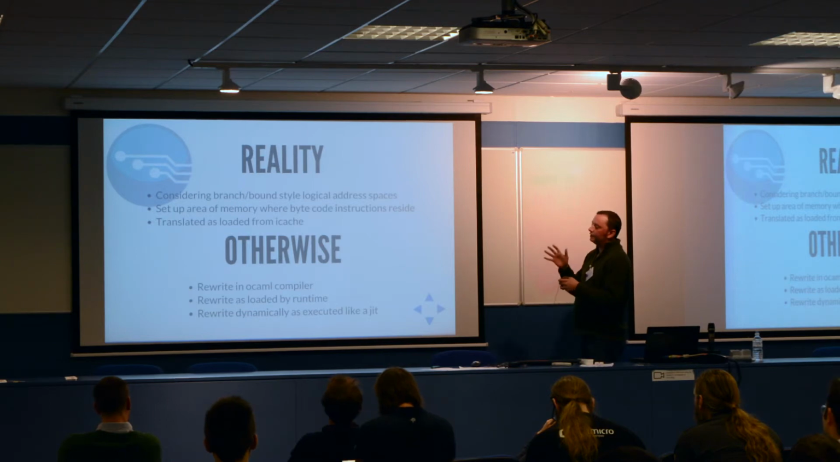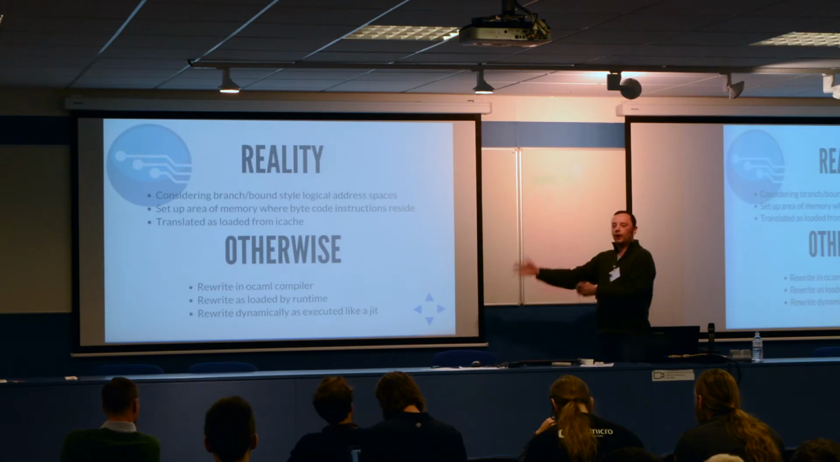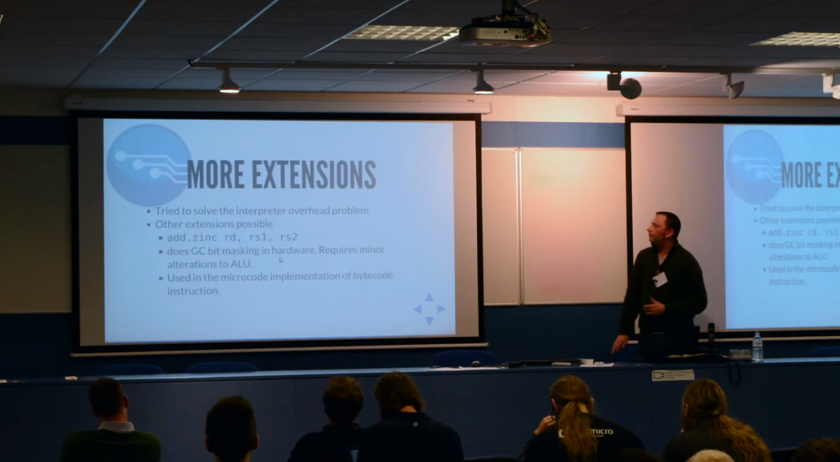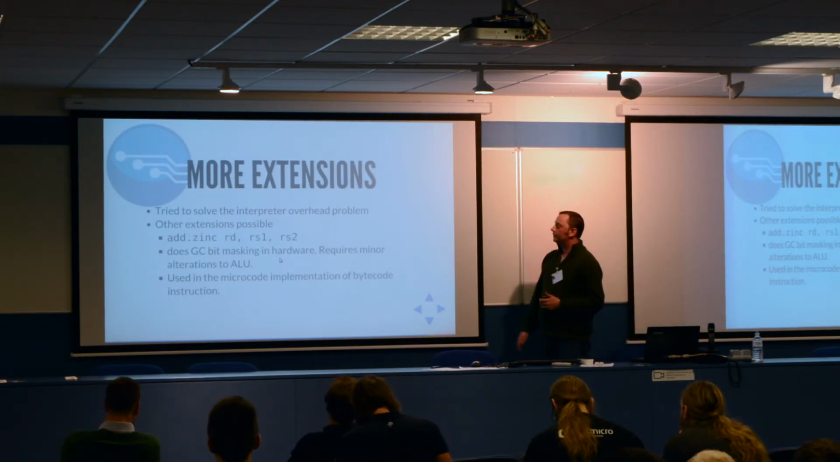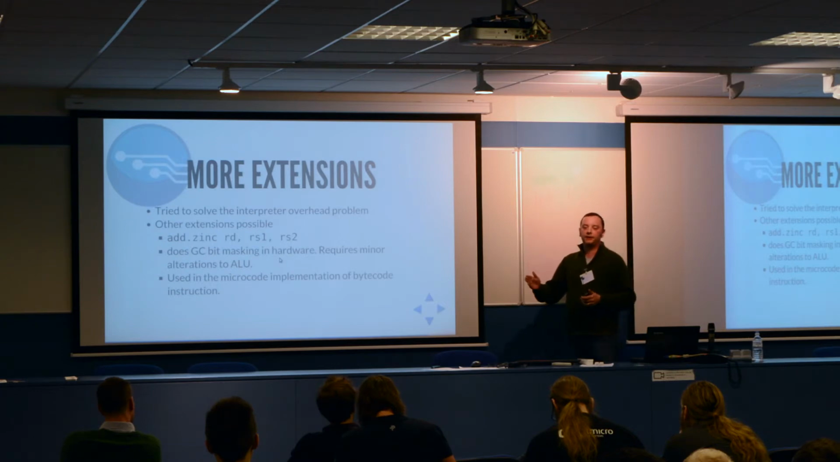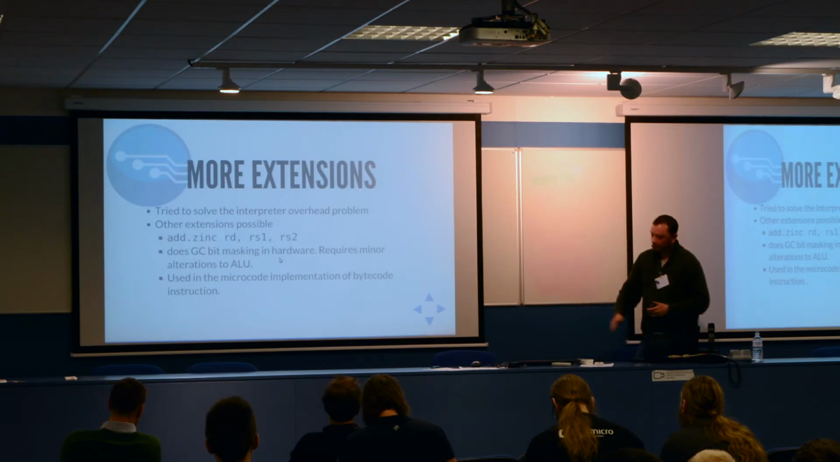But in reality, I don't want to have to change OCaml programs. So I'm thinking of branch-style logical address spaces where you can put OCaml bytecodes and then the processor will know to translate them. A few other extensions are possible. So OCaml has a weird 31-bit integer system, and the reason is it keeps a bit behind for the garbage collector, and that makes things like addition take 2 or 3 cycles. Whereas if we're doing hardware for it, it's trivial to get this back down to one cycle.